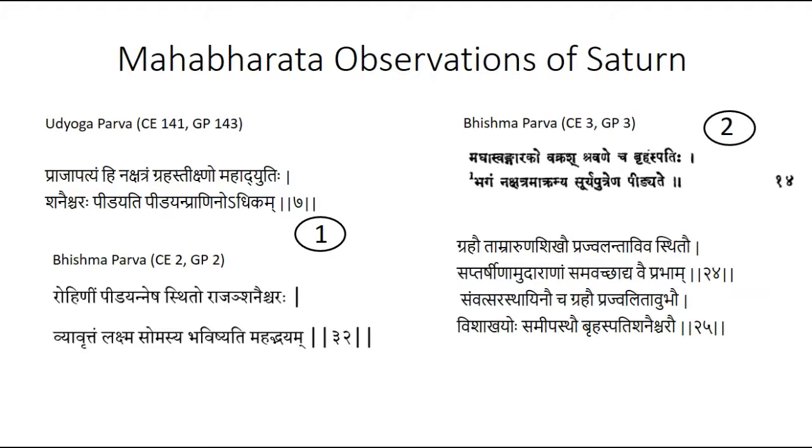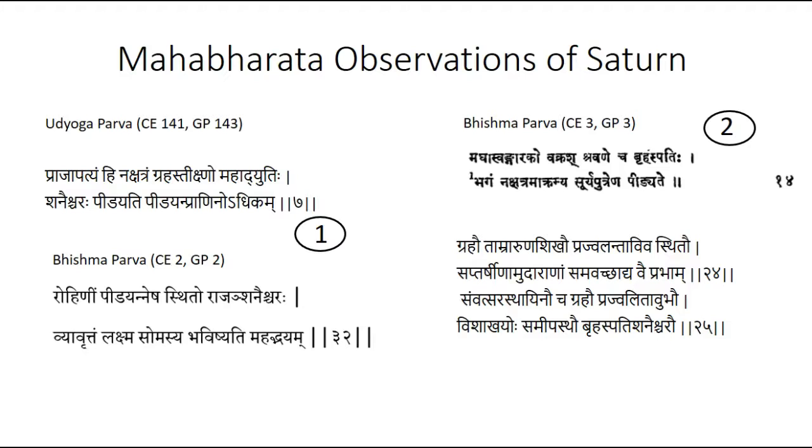And the third reference also appears in Bhishma Parva. Graho tamra runashito prajvalanta vivastito saptarshinam udaranam samavachadya vaiprabham. Samvatsarasthainaucha graha prajvalito vivo vishakhayo samipastho brahaspati shanishcharo. We will come to the first shlok of this verse another time as we do Purva Paksha of other Mahabharata researchers in the context of astronomy evidence, in general, not specifically restricted to Saturn.